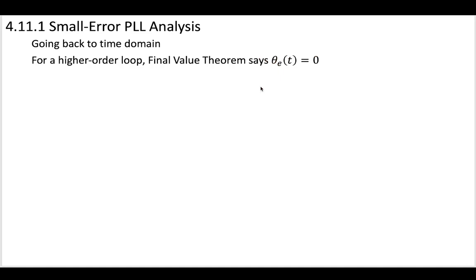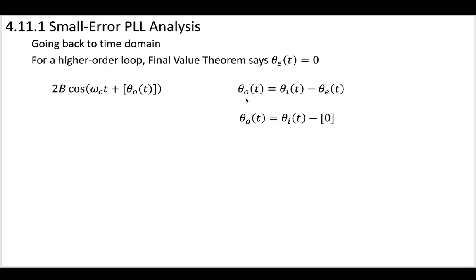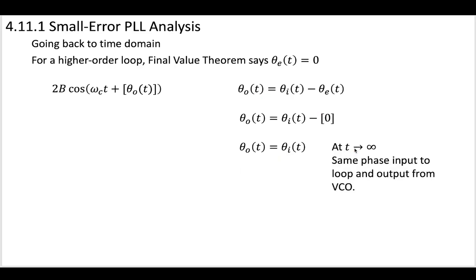when we increase the order of our transfer function. So going back to the time domain for the higher order loop, final value theorem says that the error is going to be equal to 0. And again, we can have that rearrangement where we know that the output is equal to the input minus the output error. We know that in the limit our output error is equal to 0. That's what we just used the final value theorem for. Therefore, the output phase and the input phase are going to be identical as you have this time approaching infinity. It's going to have the same input to the loop and output from the VCO.